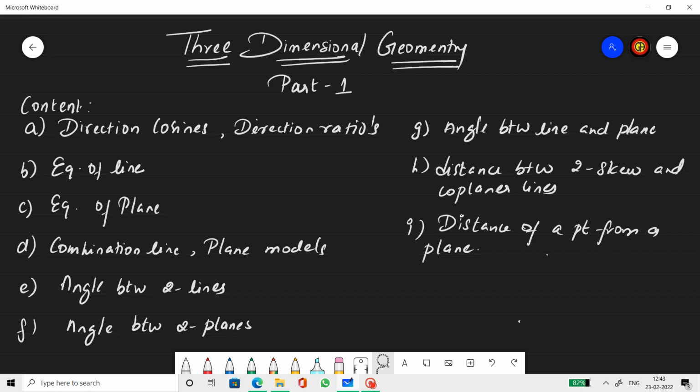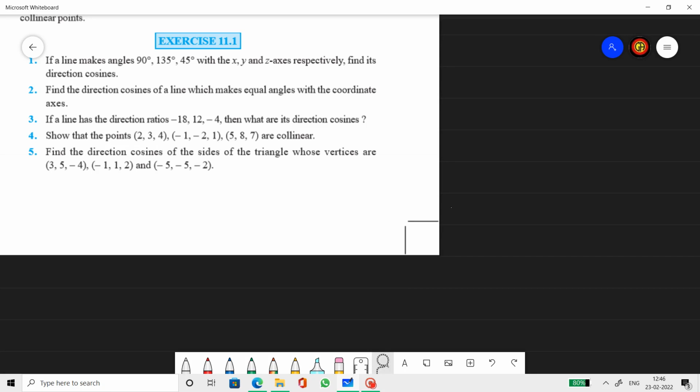I will try my best to make a video on each of these topics, covering NCERT model questions. Once you learn the concept clearly, I'm sure you can apply it to any type of question that comes up. So let's get started with the chapter. Today's class will concentrate on DC and DR of vector algebra. Here is exercise 11.1.